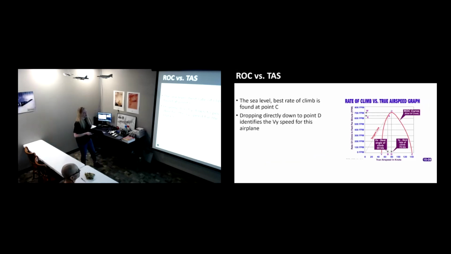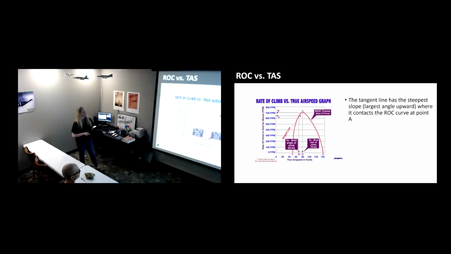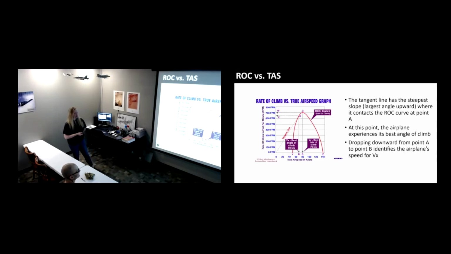Dropping directly down low to point D identifies that V speed. Finding C, dropping down. The tangent line, look, we're using math stuff, has the steepest slope, largest angle upward, where it contacts the rate of climb curve at point A. Right here, the tangent. Can anybody define the word tangent? Cool, yeah, no. At this point, the airplane experiences the best angle of climb. So that's how they determine this Vy and Vx.